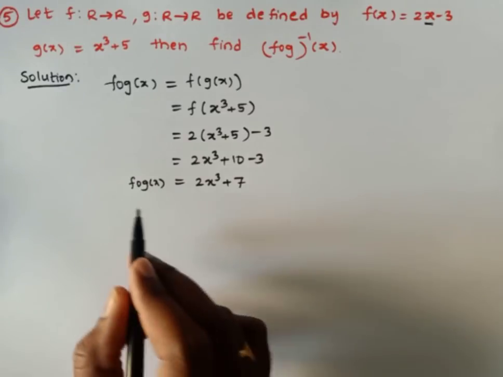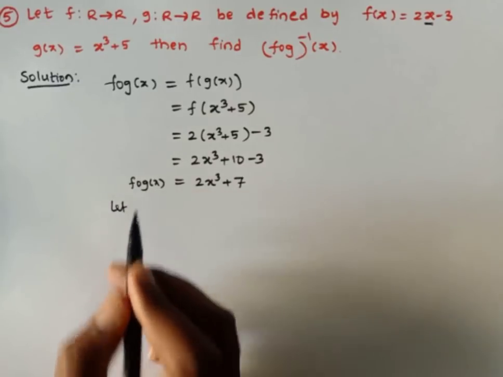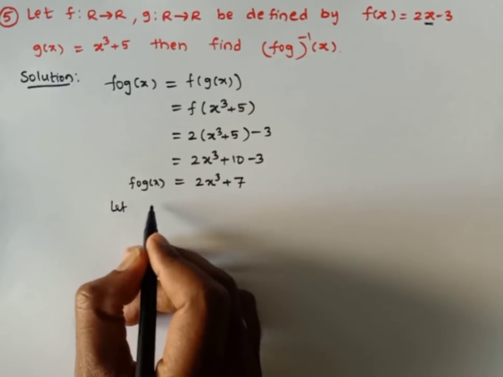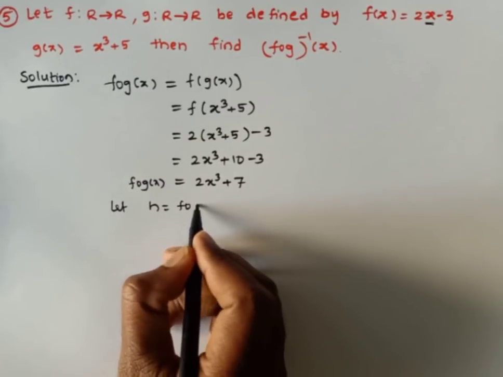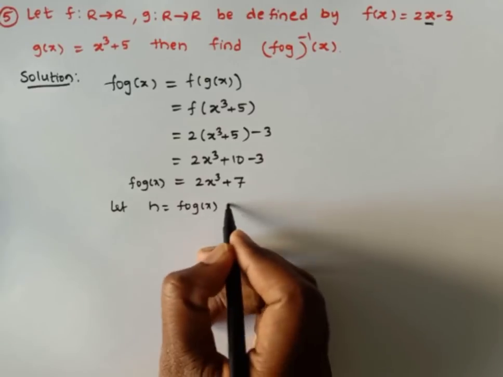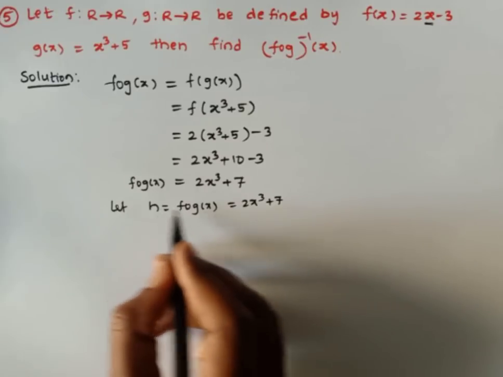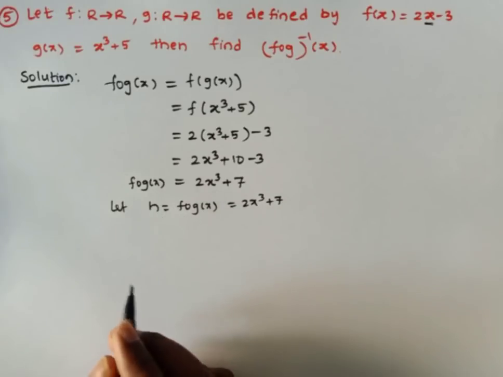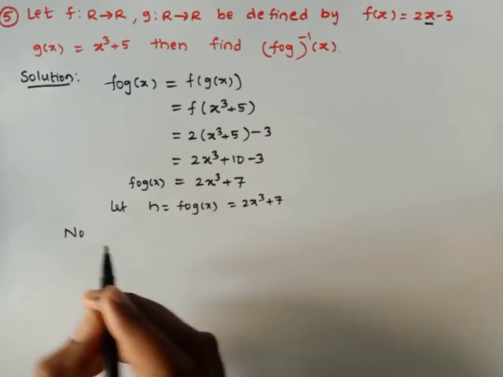Now, your f compose g. F and g are functions. Therefore, f compose g is also a function. So let this be h. H equals f compose g, which means it is 2 into x cube plus 7. Now h of x equals this one. Now, what you have to find? The inverse of h. H inverse is nothing but f compose g whole inverse, right?